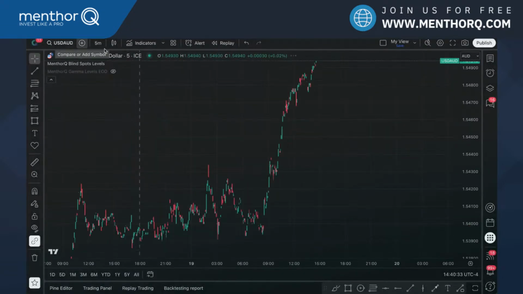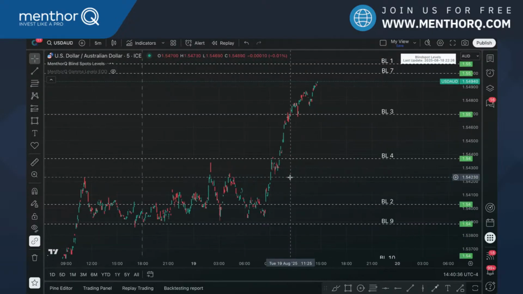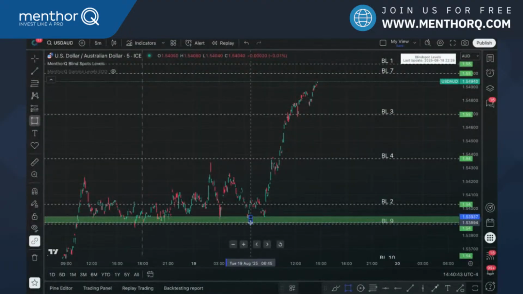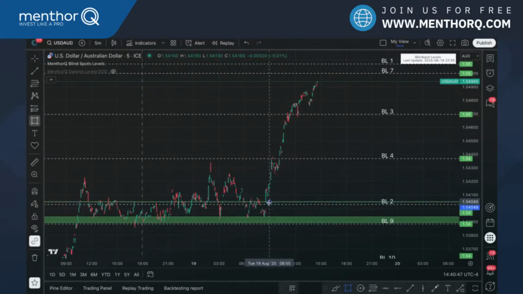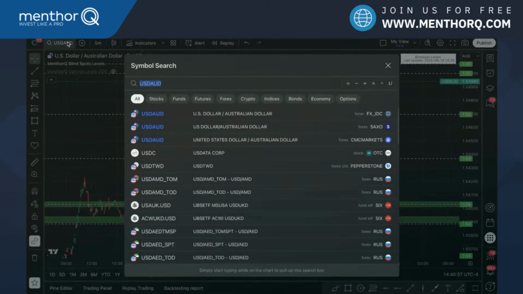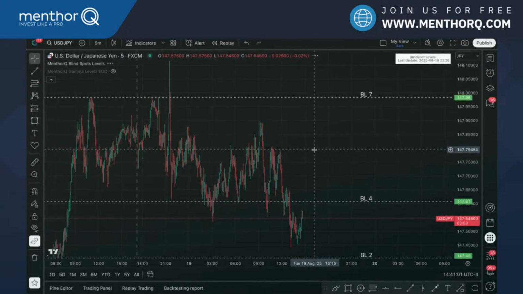Let's go Aussie dollars. Again, the whole morning we had some good support at BL9. We broke through BL2, and then this was the start of a really nice upside move, and the target areas could have become BL4, BL3, and now we're targeting BL7. Got JPY for a second as well.